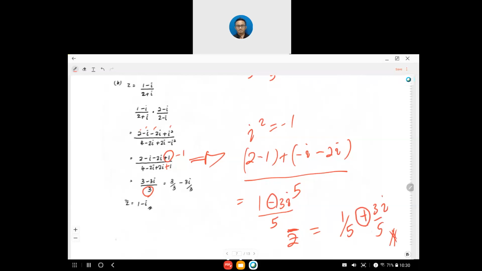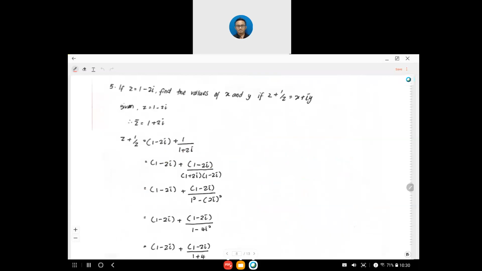Can you understand? Now look at question 5. If z equals 1 minus 2i, find the values of x and y if z plus 1 over z bar equals x plus iy. So you need to find z bar. Z is 1 minus 2i, so z bar is 1 plus 2i.